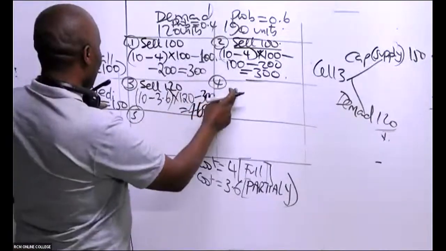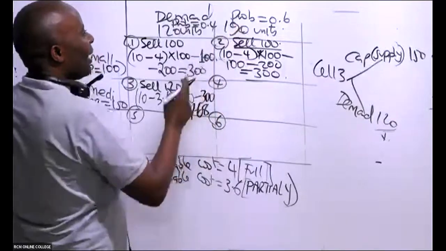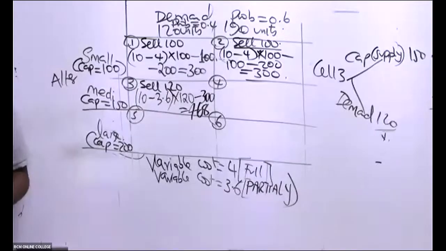Let's look at this number 4. Number 4, now compare the capacity of 150 and the demand of. Let me give you a few minutes to try that. You say he is not a genius, so give me the correct answer. Give me the correct answer so we can see.